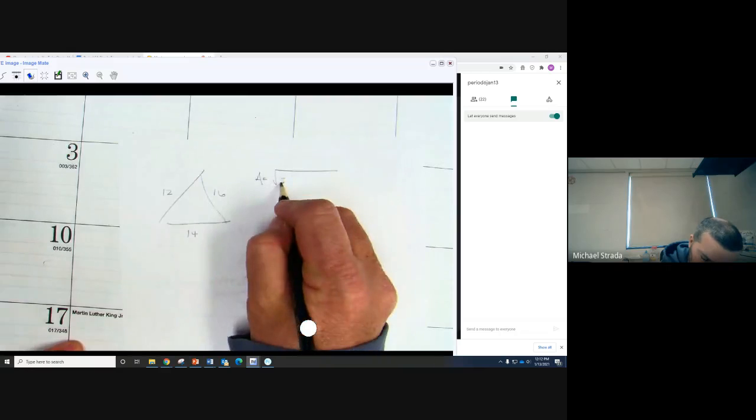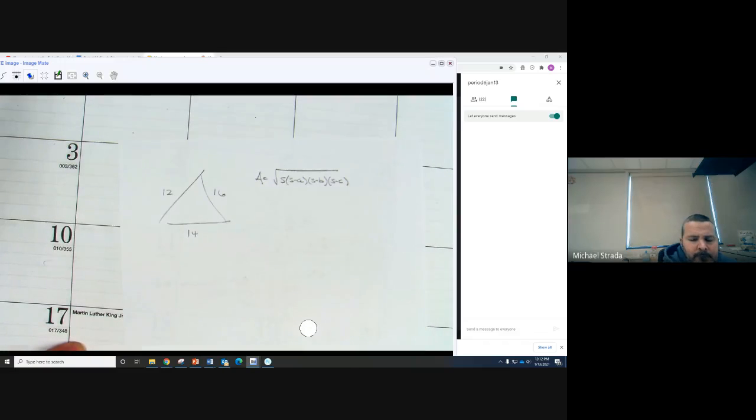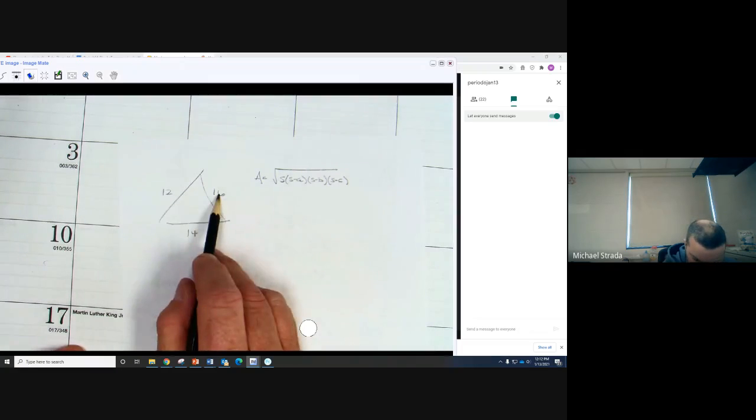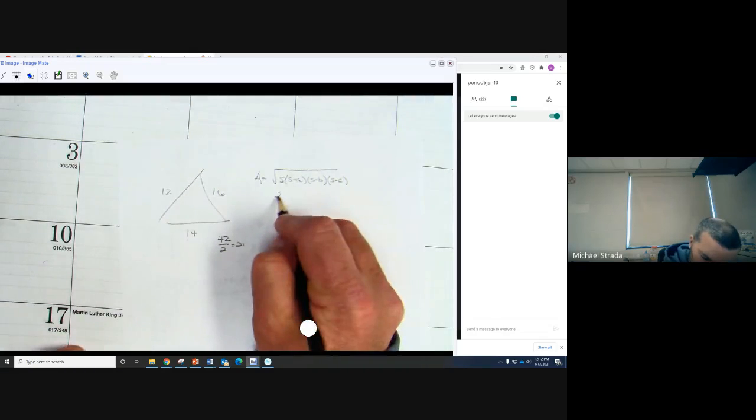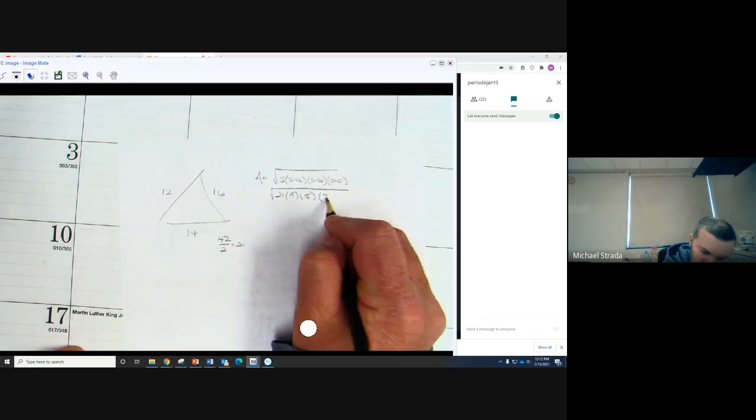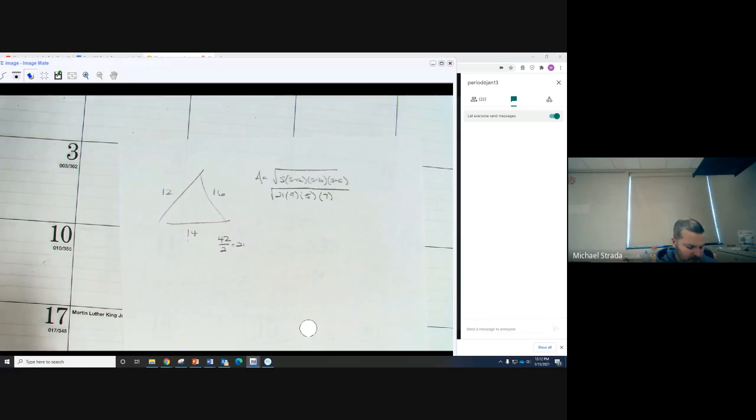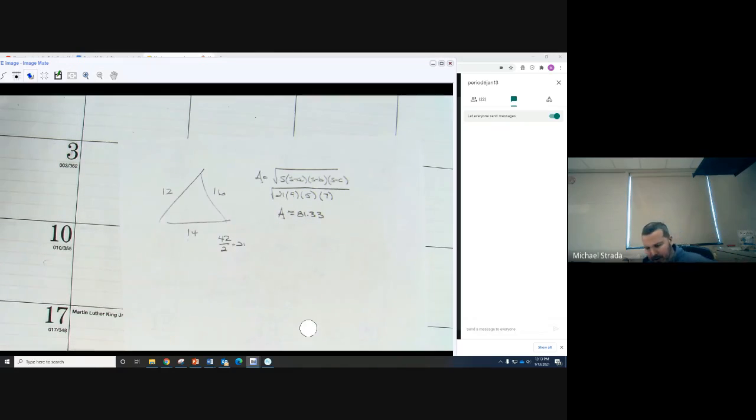Area equals the square root of S times S minus A, S minus B, S minus C, where S is the perimeter divided by 2. 12 plus 16 is 28, 28 plus 14 is 42, 42 divided by 2 is 21. So this becomes 21 times 21 minus each of those numbers: 9, 5, 7. This is what you're doing tonight for homework. When I do that math, 21 times 9 times 5 times 7, raised to the 0.5, you get an area of approximately 81.3.